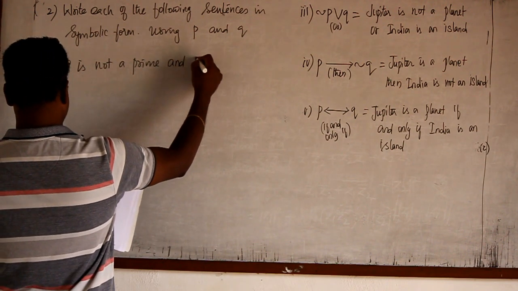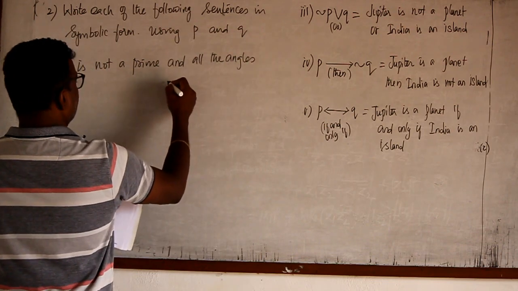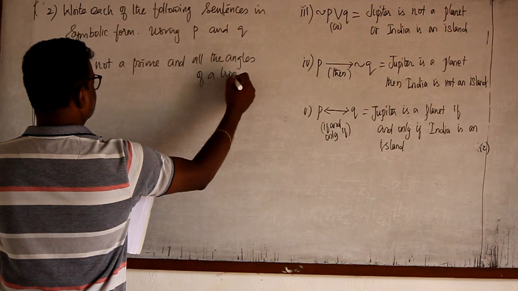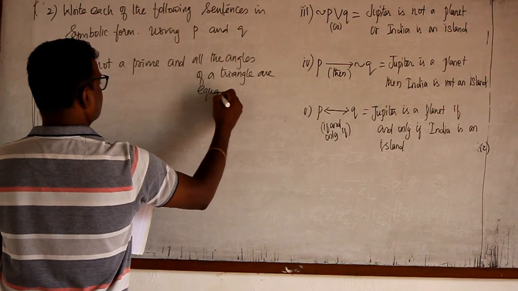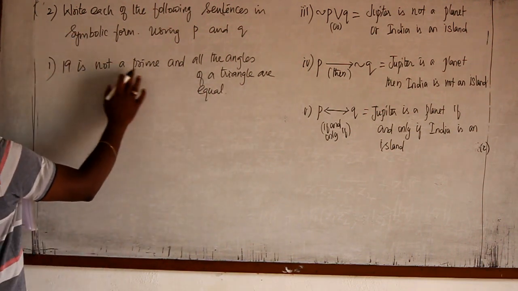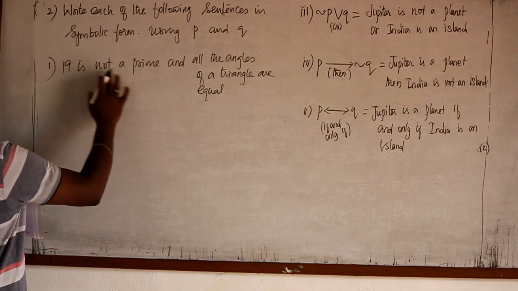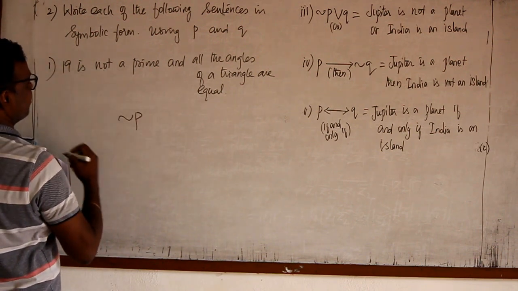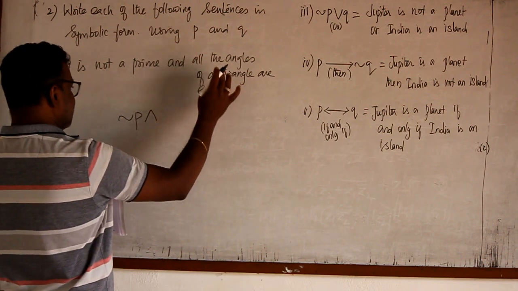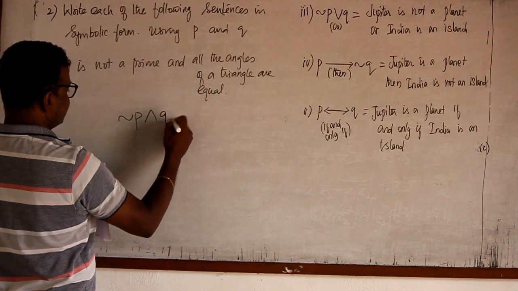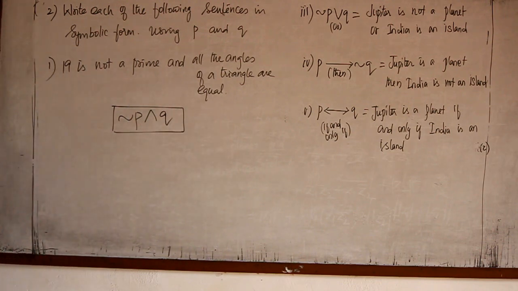and all the angles of a triangle are equal. 19 is not a prime means it is a negative statement. So if it is P, then it is negation of P because it is the negative statement. And means I have to put this symbol. All the angles of a triangle are equal is a positive statement. I must take it as Q. So this is the notation for this. Negation of P, cap Q.